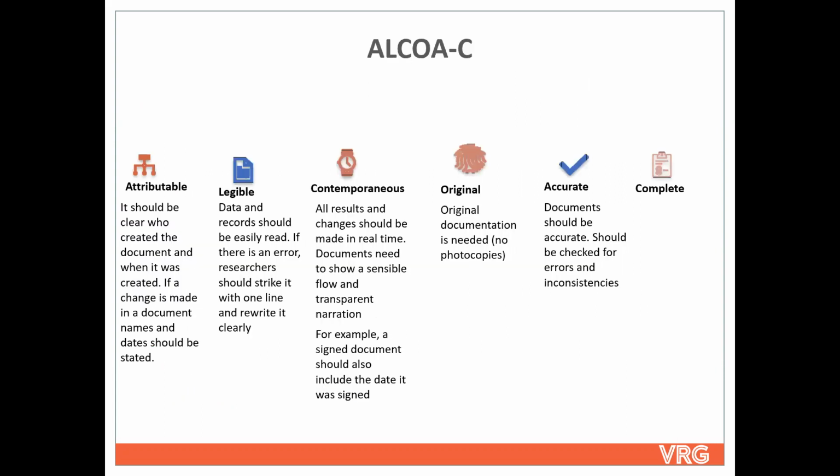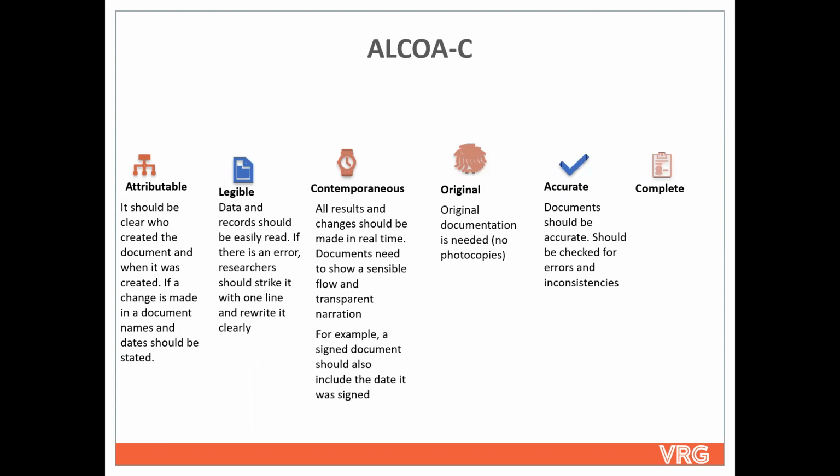So ALCOA stands for attributable. We should know who clearly created the document. If we see a progress note, it should have the investigator's name or the research coordinator's name. Whoever created that document should be listed on that progress note. Legible, that means it should be easily read. If this progress note is written on paper, we should be able to read the writing of the person who wrote it.